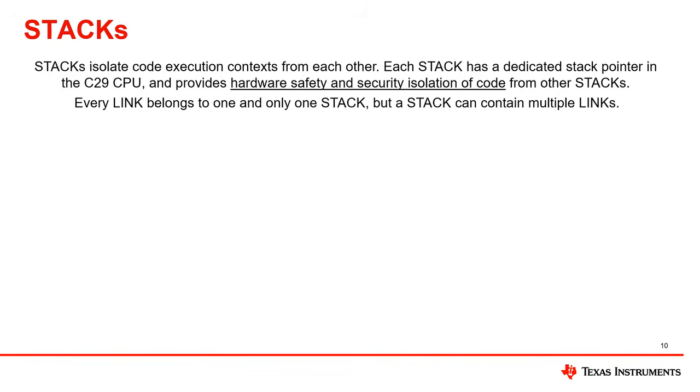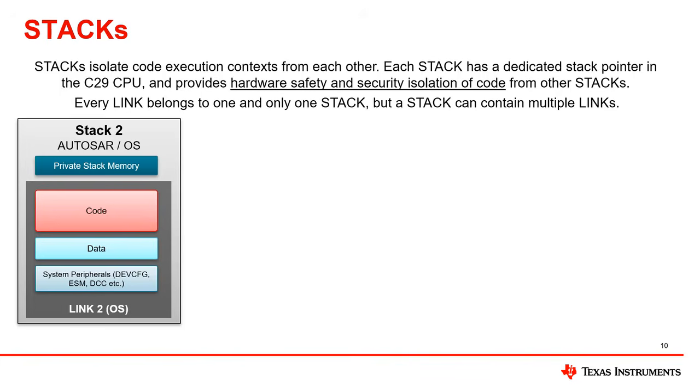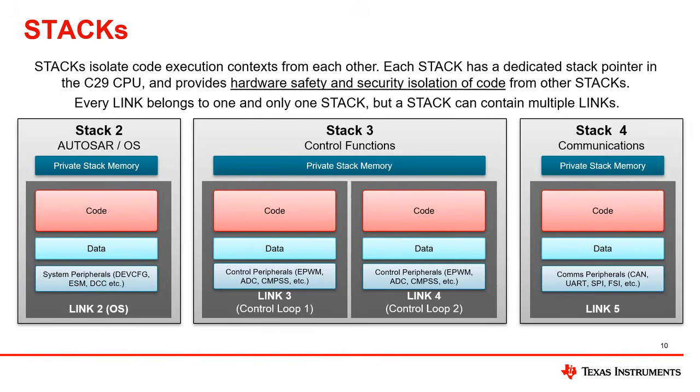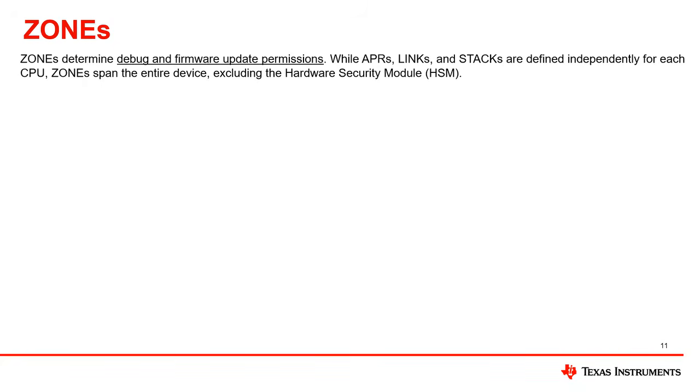As an example, I could have one stack that is associated with link 2, handling all OS related items, another stack that has link 3 and 4, which are all for my control loop code, and then lastly, another stack for my communications link. In this way, I can partition different groups of code execution and isolate them from one another so that they don't corrupt each other's stacks. All of this is being managed in hardware.